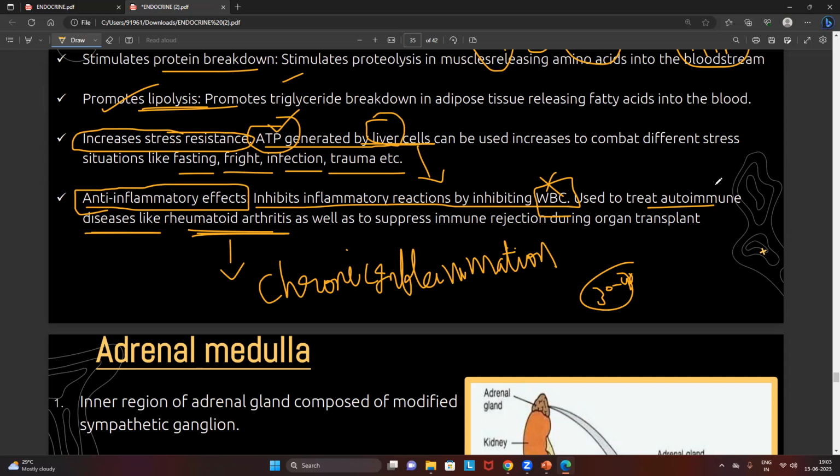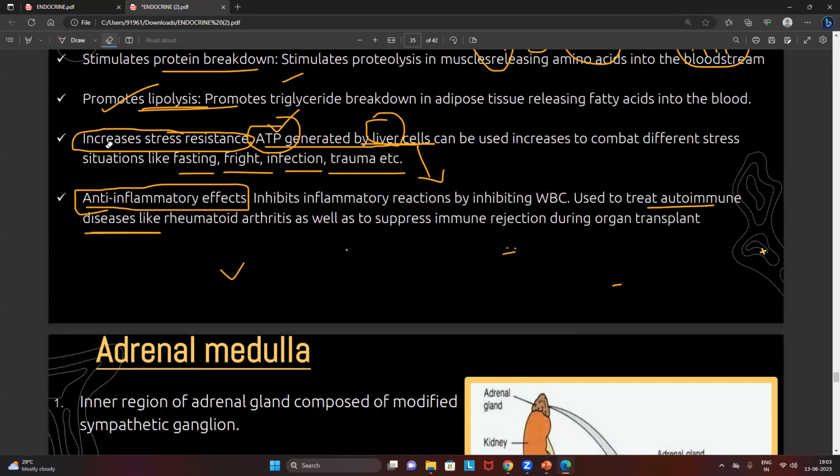Now that is not my question. My question is, I'm using the words: cortisol can be used as one of the drugs of choice. I never said to any of you that cortisol is the major drug used in rheumatoid arthritis treatment. No. Then you can ask me, sir, then why have you written a line that it is used to treat autoimmune diseases? Listen, the point we have written is that it is actually inhibiting all the WBC.